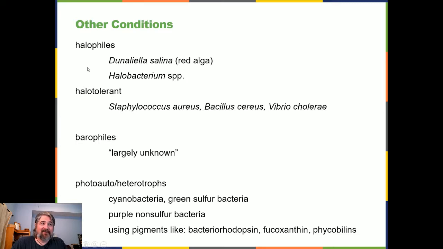So some examples of the halophiles. We have the red algae Dunaliella salina, and of course Halobacterium. Ones that are halotolerant include Staphylococcus aureus on your skin. That's the mannitol salt agar, helps us say that. That's supposed to be the selective criteria there. Bacillus cereus, Vibrio cholerae, these are all halotolerant.